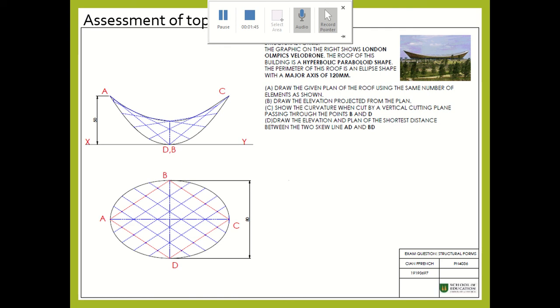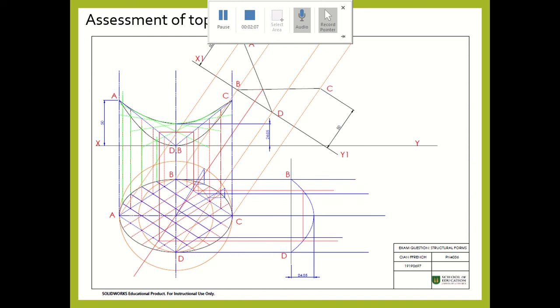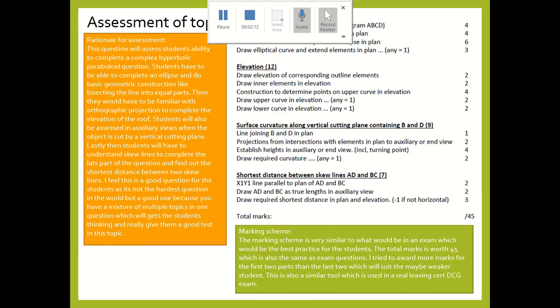Part A is draw the given plan of the roof using the same number of elements. B is show the elevation projected from the plan. C is show the curvature when cut by a vertical cutting plane passing through points B and D. And D is draw the elevation and plan of the shortest distance between the two skew lines AD and BC. So you can see there, that's the answer. And this is the assessment of the topic.